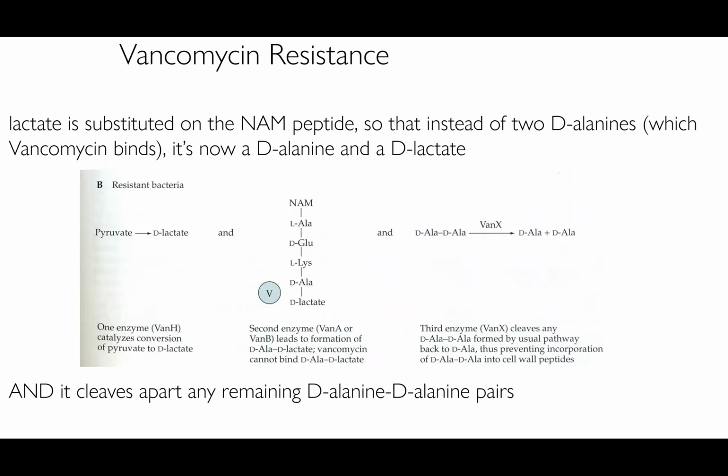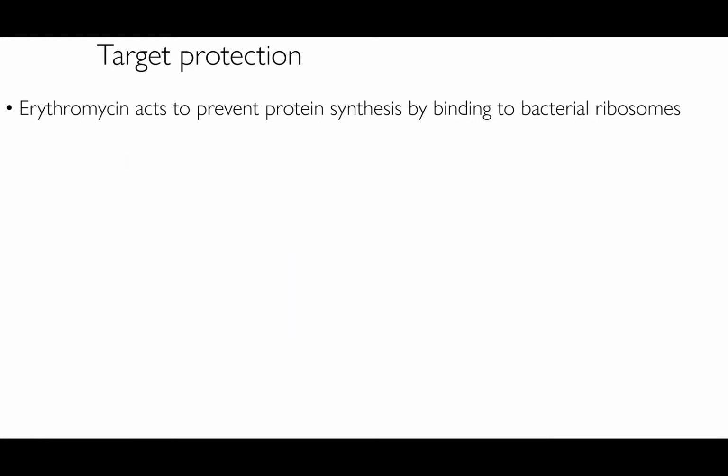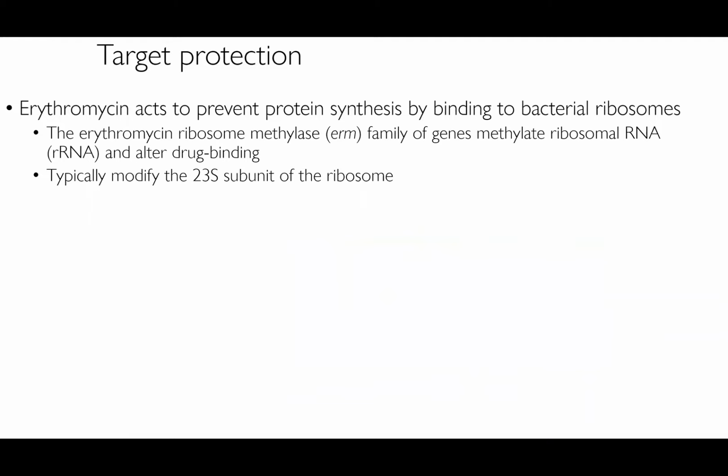Next up is target protection. The antibiotic erythromycin acts to prevent protein synthesis by binding to bacterial ribosomes. The erythromycin ribosome methylase, or ERM, family of genes methylate ribosomal RNA and alter the drug binding. So they typically modify that small subunit of the ribosome.